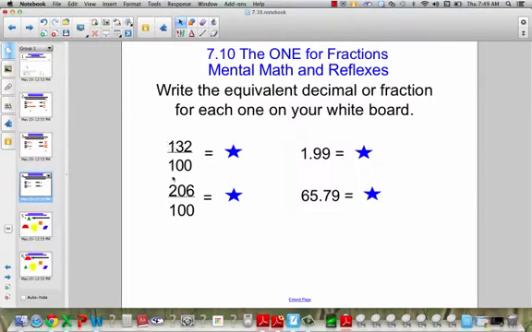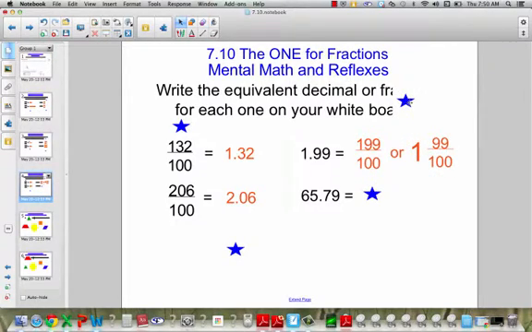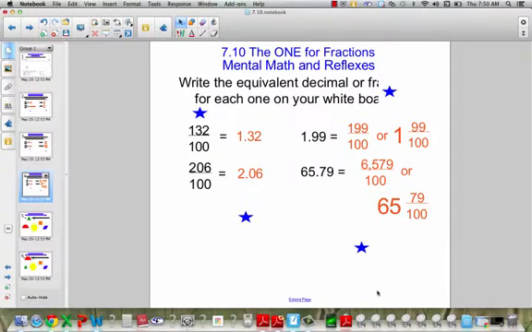Notice these are bigger than their denominator, 132 hundredths. So watch what we do. 1 and 32 hundredths, 2 and 6 hundredths, 199 hundredths, or 1 and 99 hundredths, either way, and 65 and 79 hundredths.